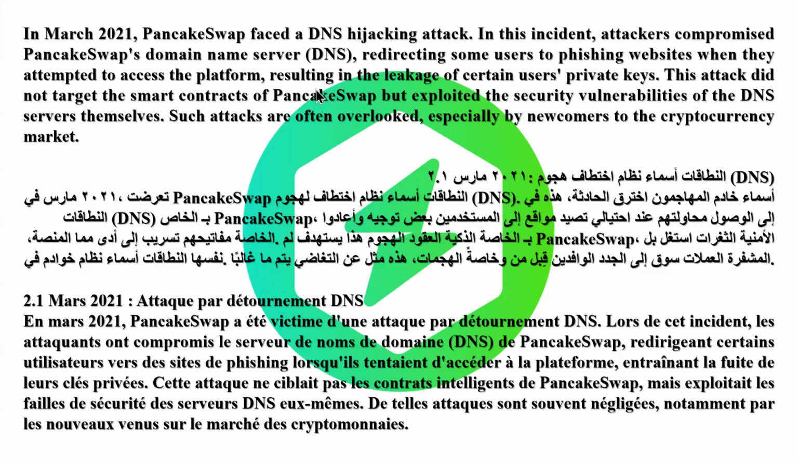Do you understand this? The hacker did not successfully hack the smart contract of PancakeSwap. It was only the newcomers who were redirected by a phishing website to a fake website, and that's how their private keys were obtained. There's no such thing as them being able to attack and hijack the smart contract of PancakeSwap, right?